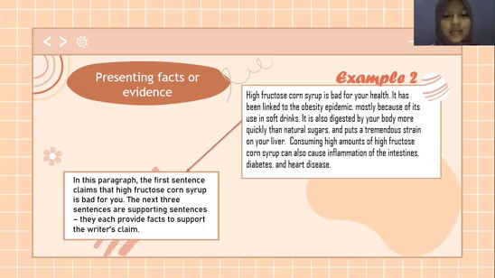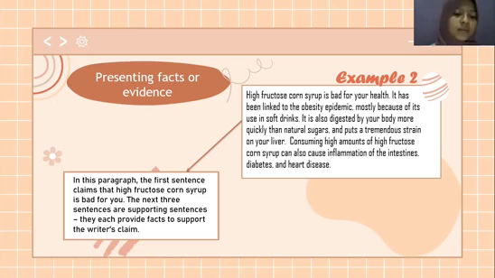High fructose corn syrup is bad for your health. It has been linked to the obesity epidemic mostly because of its use in soft drinks. It is also digested by your body more quickly than natural sugars and puts tremendous strain on your liver. Consuming high amounts of high fructose corn syrup can also cause inflammation of the intestines, diabetes, and heart disease.